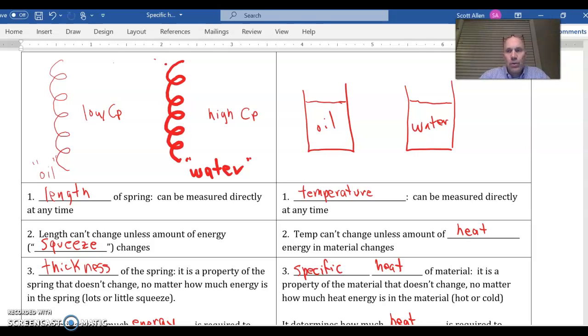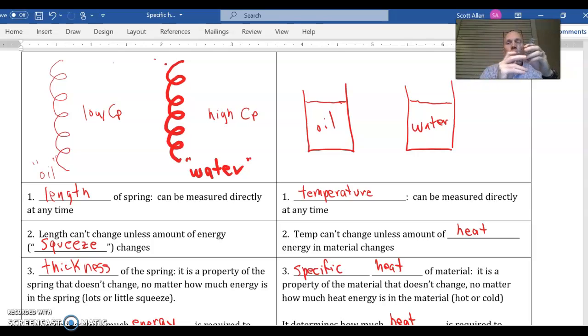So in the previous video, we talked about the literal definition of specific heat. And in this video, we're going to talk a little bit about how that property of a material affects how it behaves. In doing this, I like to use an analogy to the difference between these two different springs.